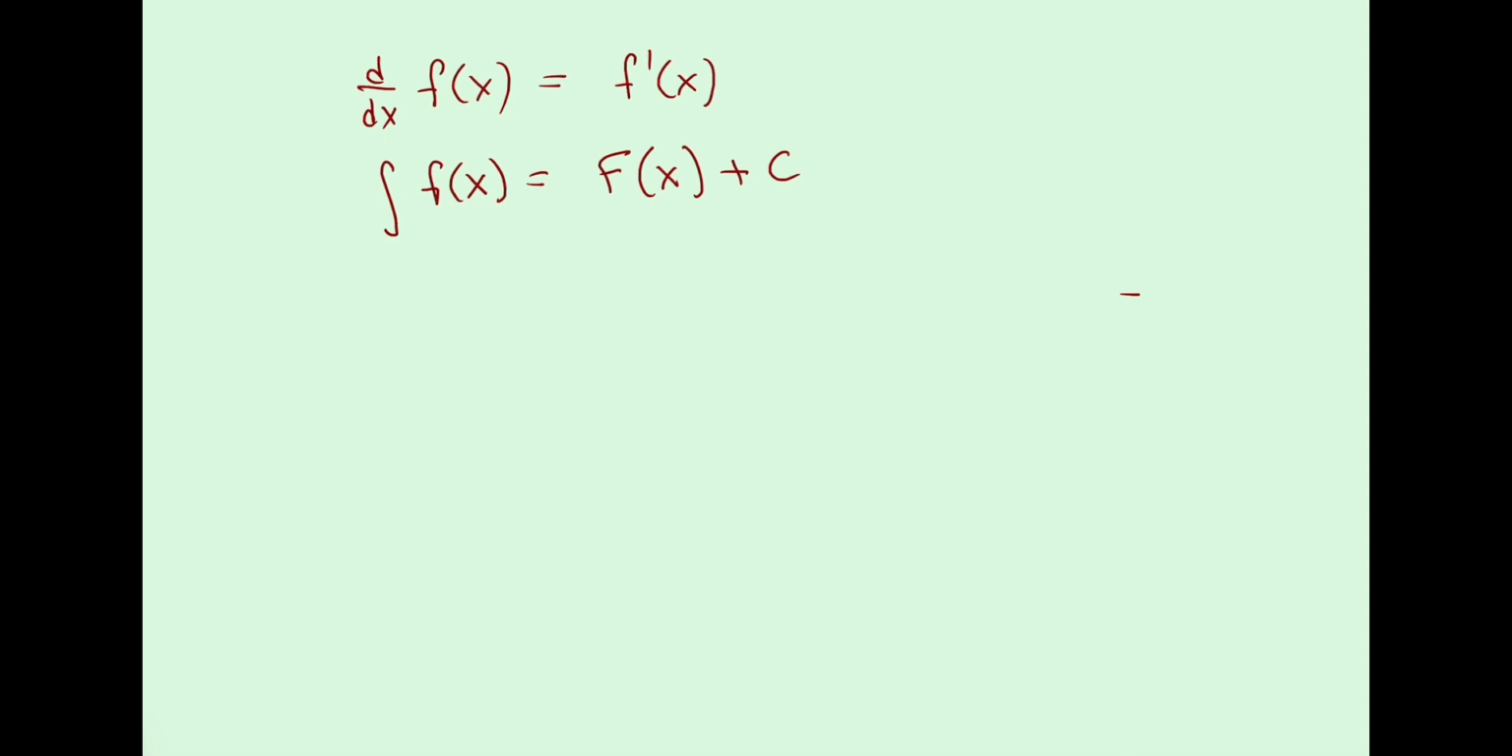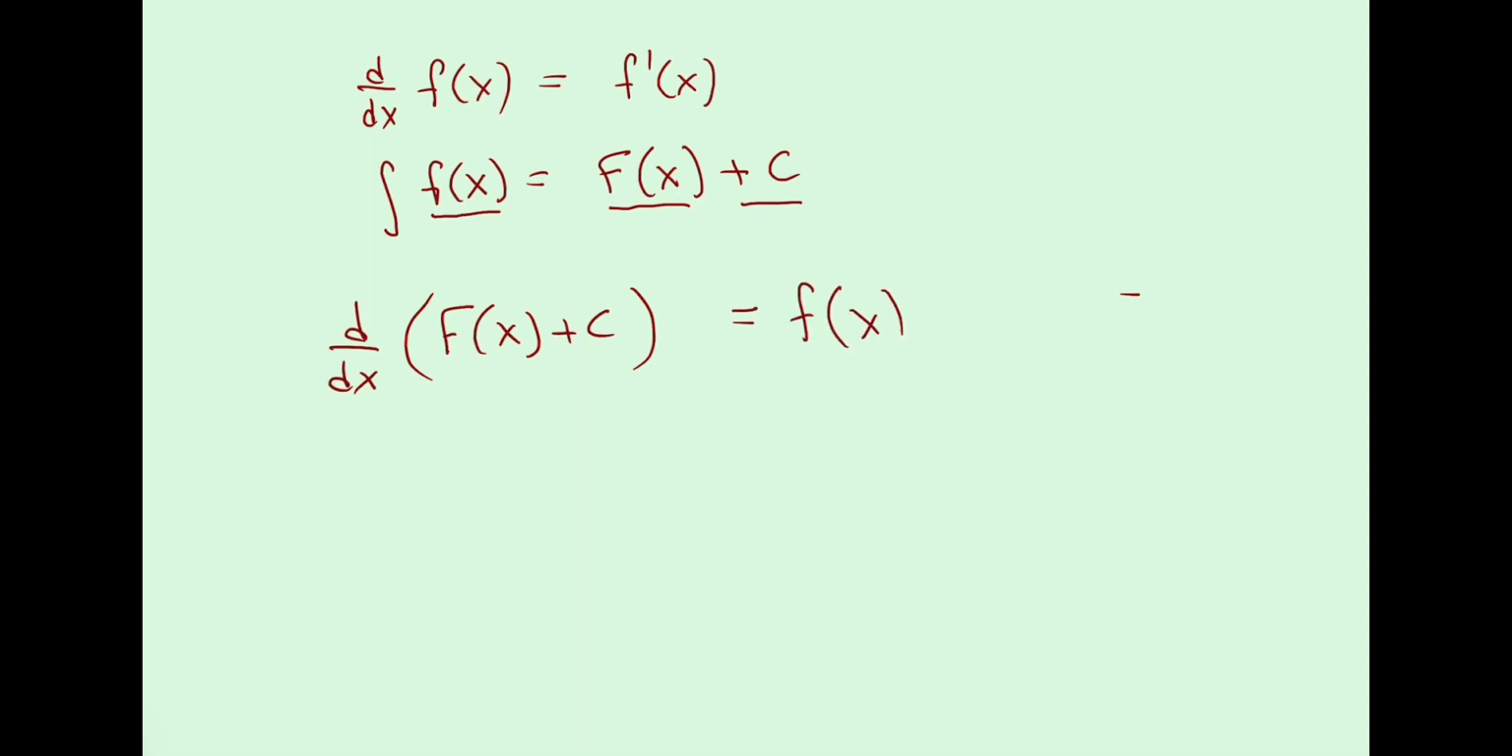Now, the reason we have a constant c here is because if we were to find the derivative of F of x plus c, we know that if we integrate f of x, we will get capital F of x. So if we find the derivative of capital F of x, that will give us back f of x. So this will equal f of x plus the derivative of a constant, which is 0. So this would equal f of x.